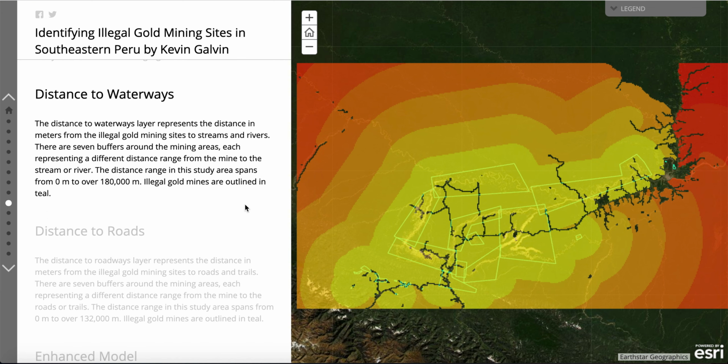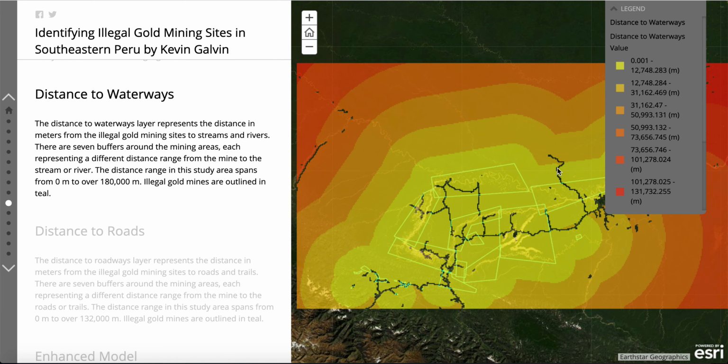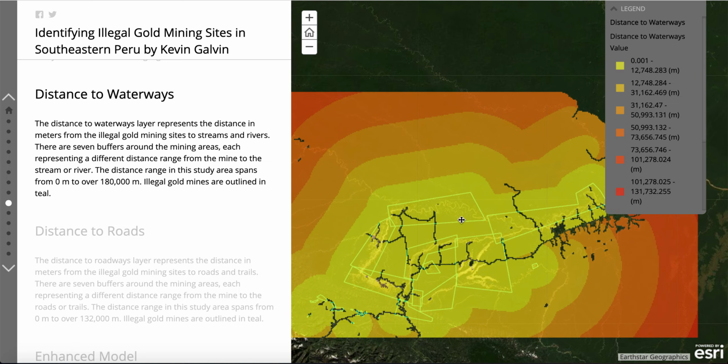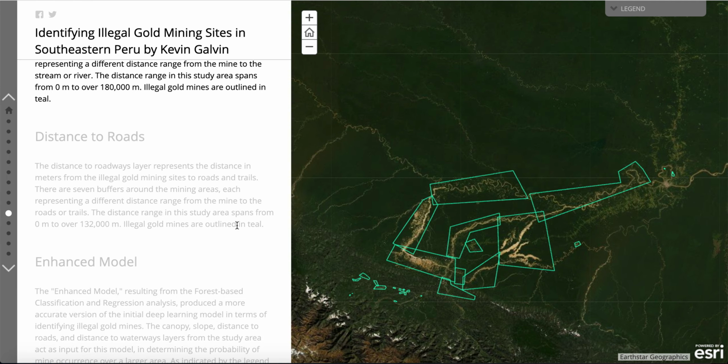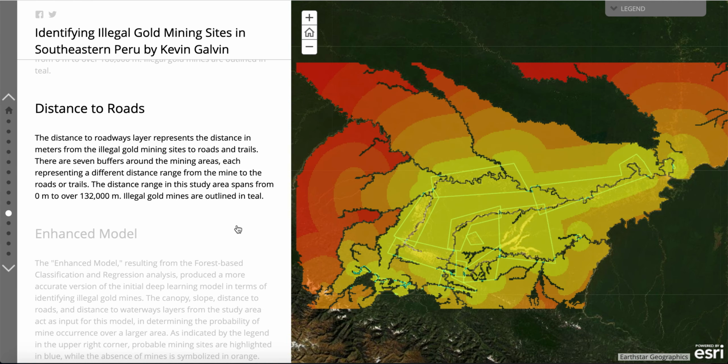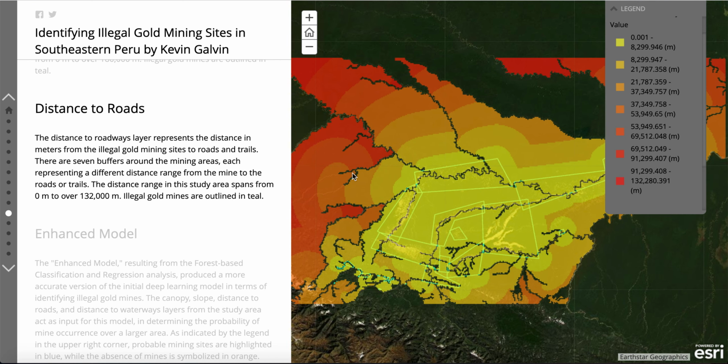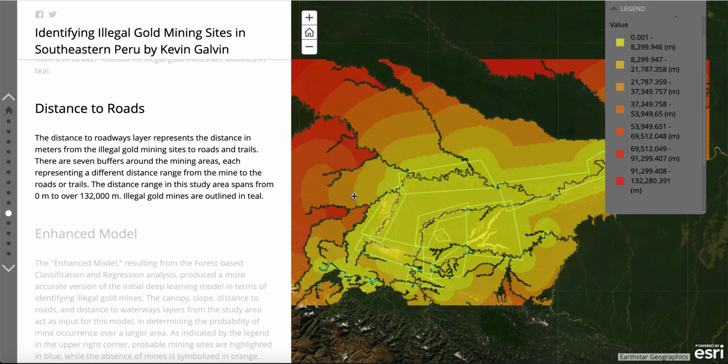The distance to waterways layer on the right represents the distance from mines to waterways, ranging from approximately 0 meters to over 180,000 meters. Mines are highlighted in teal. Likewise, the distance to roadways layer on the right represents the distance from mines to roadways, ranging from approximately 0 to over 130,000 meters. Mines are also highlighted in teal.